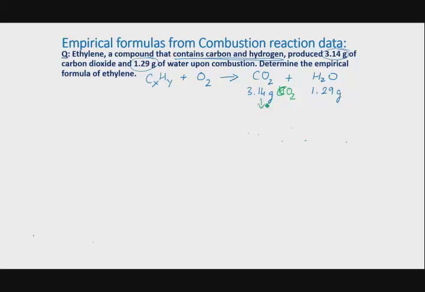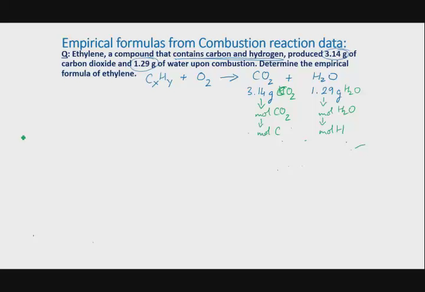grams of CO2 can be converted to moles of CO2 using molar mass of CO2, which can of course be converted to moles of carbon using the subscripts in CO2. Similarly, grams of H2O can be converted into moles of H2O using molar mass of H2O, which can then be converted into moles of H in H2O using the chemical formula. I hope this rings a bell from the previous examples that we've solved or from the homework assignments. Okay, so let's set it up.